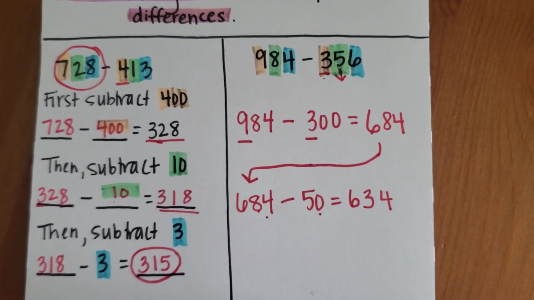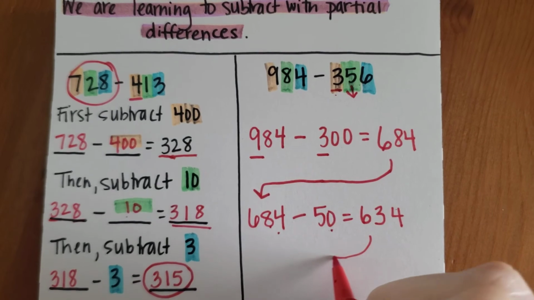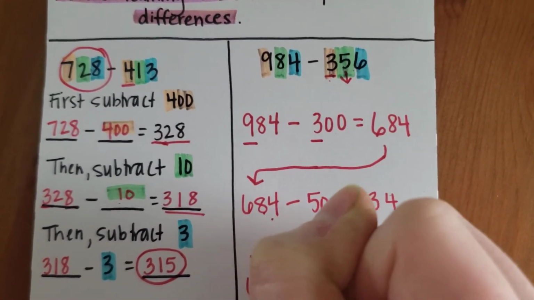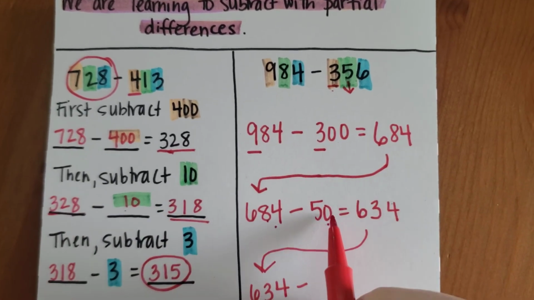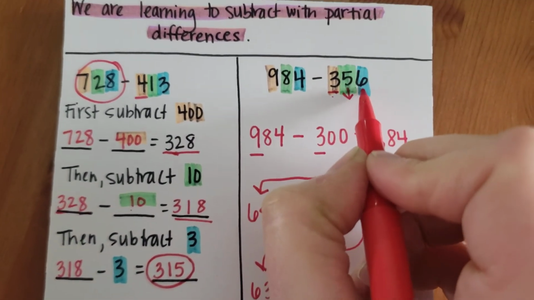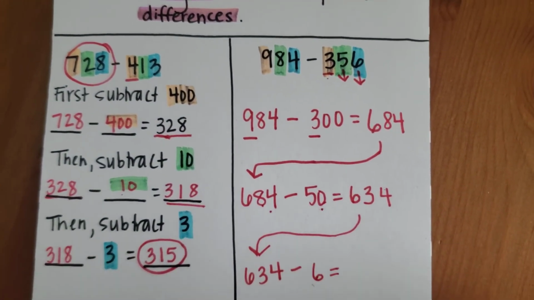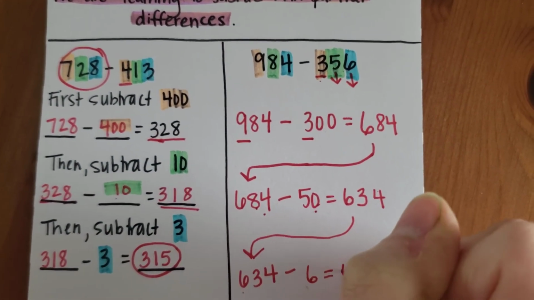So I'm at 634. I bring this number down again. So 634. I've done my 100 spot. I've done my 10 spot. Now I need to do my 1 spot. So I'm doing 634 minus 6. My 6 isn't going to change.